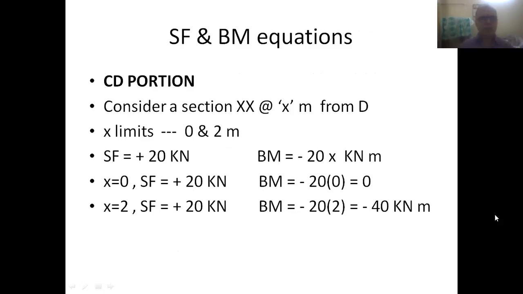So now friends, we are coming to the second slide. Now we have to prepare, as told in previous sessions, SF and BM equations for different portions. The beam is as shown in the loading diagram. The beam is already divided into 3 portions, AB, BC and CD. But we have to start from the last portion and proceed in reverse direction, and we'll be reaching the first portion.